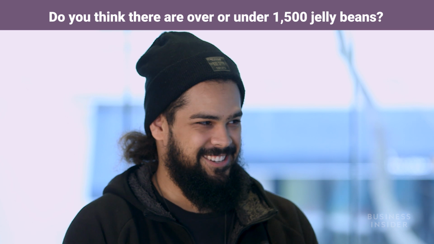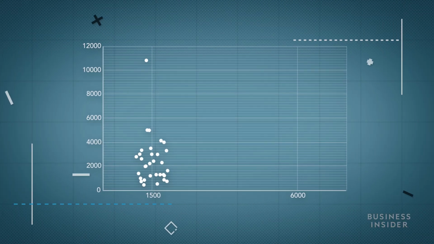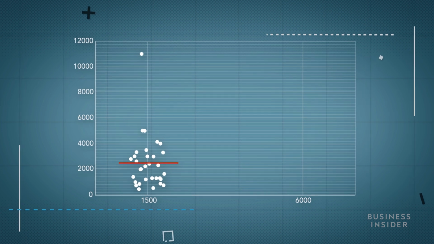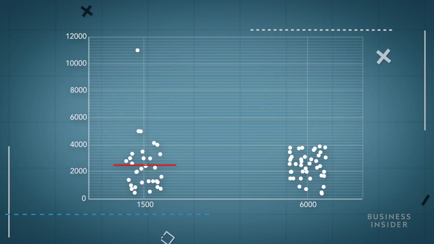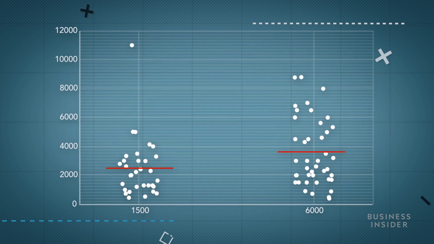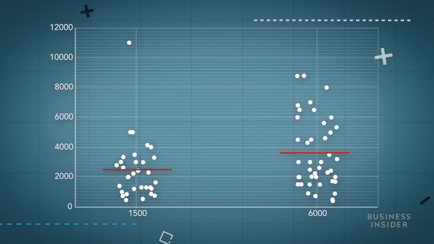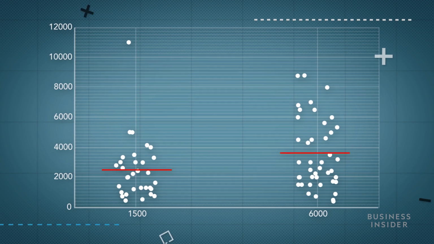Looks like a lot. The people that were anchored to 1,500 had an average guess of 2,490. Those anchored to the higher number of 6,000 had an average guess of 3,427, 38% higher than the first group, or about 1,000 jelly beans more. So why are we all so stupid?